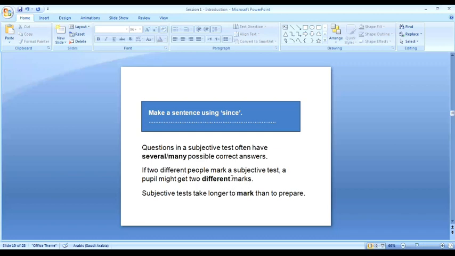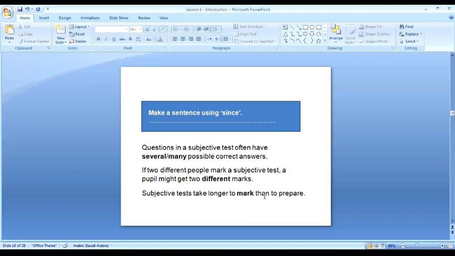For example, if you ask a pupil to write a composition or a paragraph, and it's corrected by different teachers, these students might get different marks. Why? Because there is some bias that happens here. As a teacher, I could give him a mark because of his good handwriting, maybe. Maybe I'm interested in the topic that he wrote about, so I'm going to give him full mark. Because of this bias, subjective tests take longer to mark than to prepare, yeah.